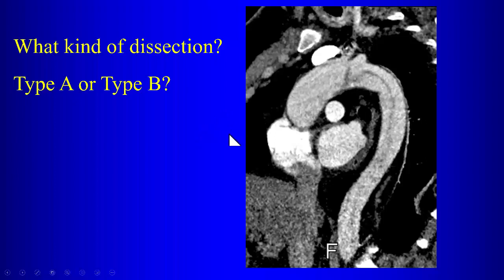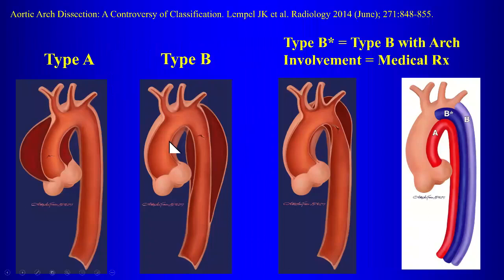So what kind of dissection is this? Is it type A or type B? Type B. Yeah, so these dissections with arch involvement do not necessarily need surgical management. That's the major decision you're trying to make, right? Does it require surgery or not? And so this is a type B dissection with arch involvement.